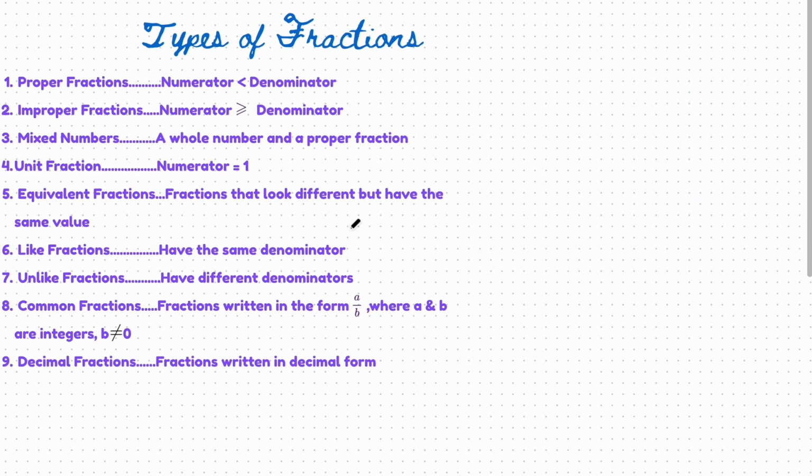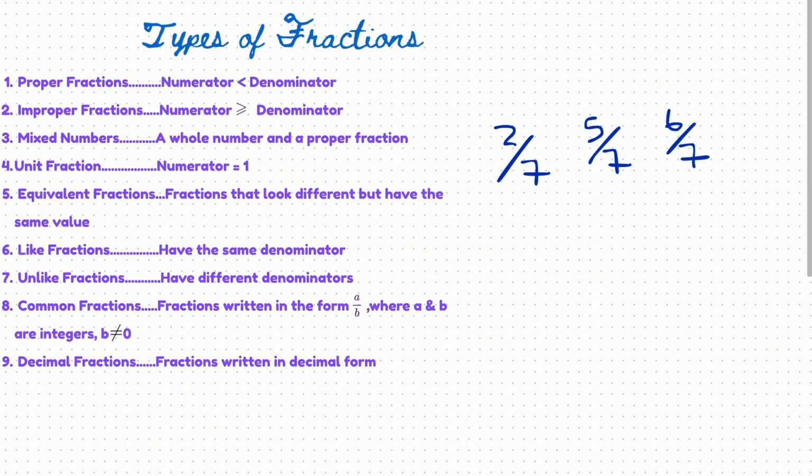Like fractions, they have the same denominator. So 2 over 7, 5 over 7, 6 over 7. These would be regarded as like fractions because they all have the same denominator, which is 7.